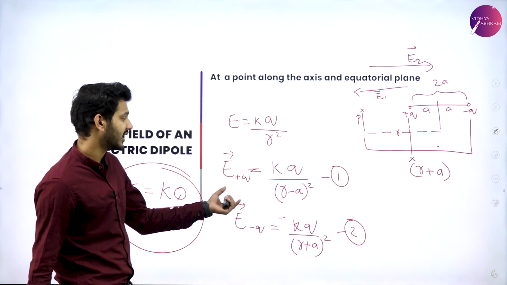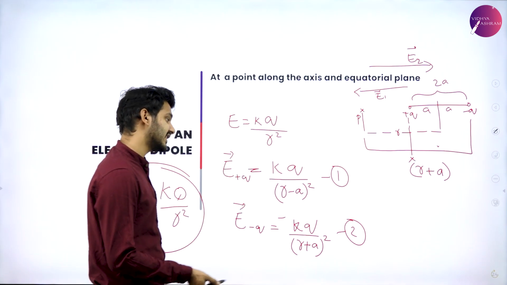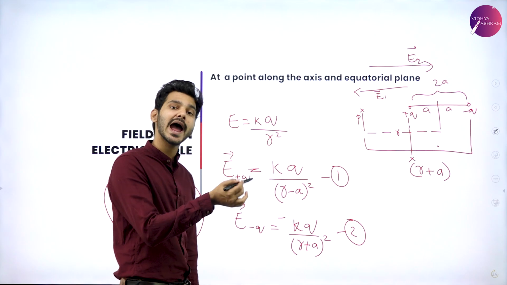So we have our E minus Q and E plus Q. To find out the net electric field, we only have to add them together.